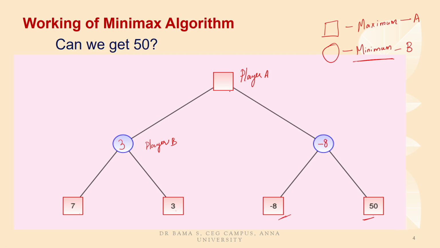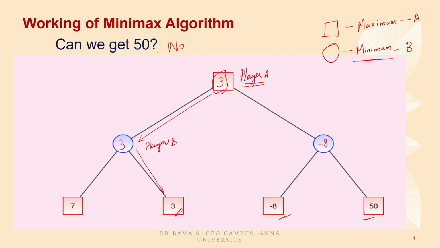The maximizing player is player A. Player A wants to maximize and player B wants to minimize. So, when player A considers these two values 3 and minus 8, he wants the maximum, so it is going to be 3. The path that player A is going to choose is in this direction, where he would get only a value of 3, and can he get 50? The answer is no. In the worst case, and that is why it is called adversarial, he is going to get only 3 and not 50.